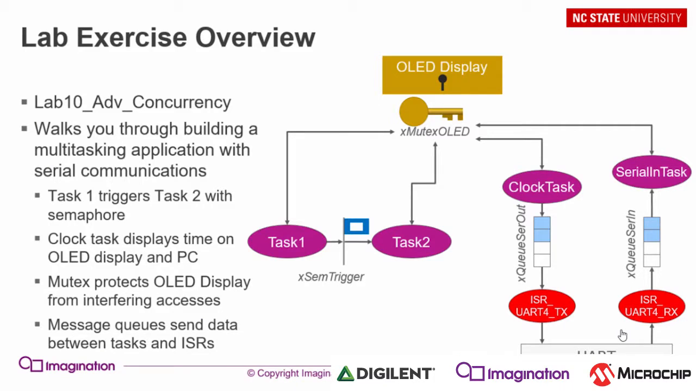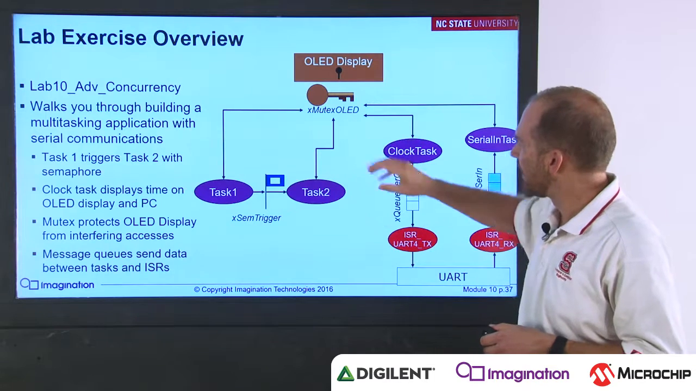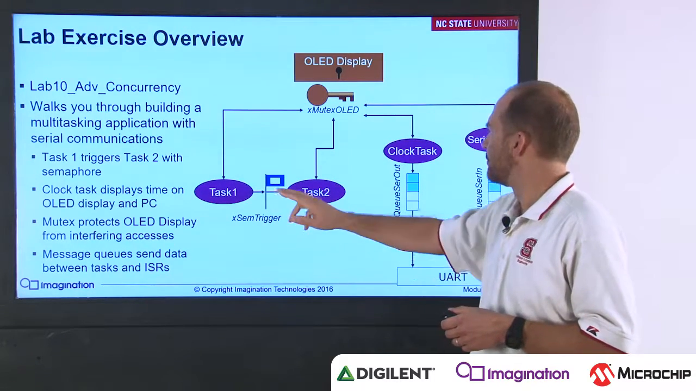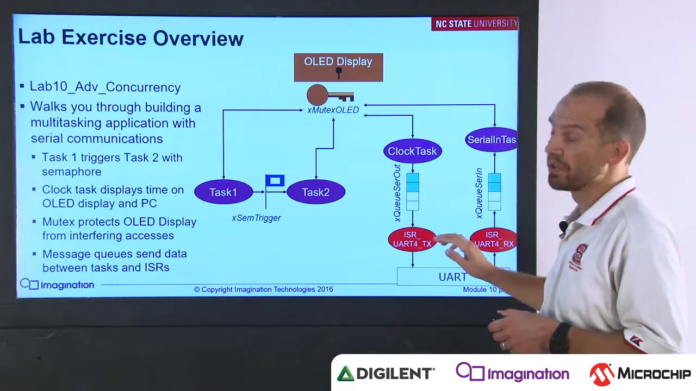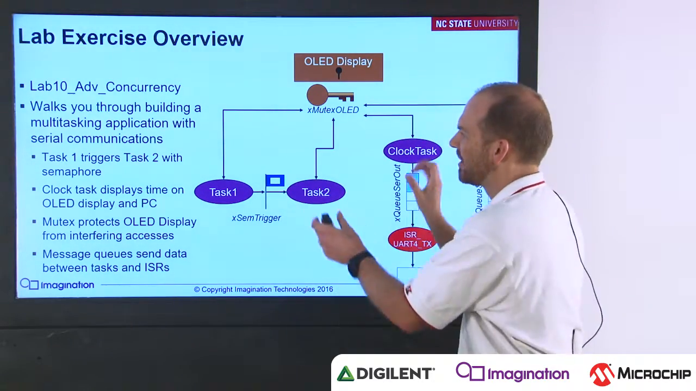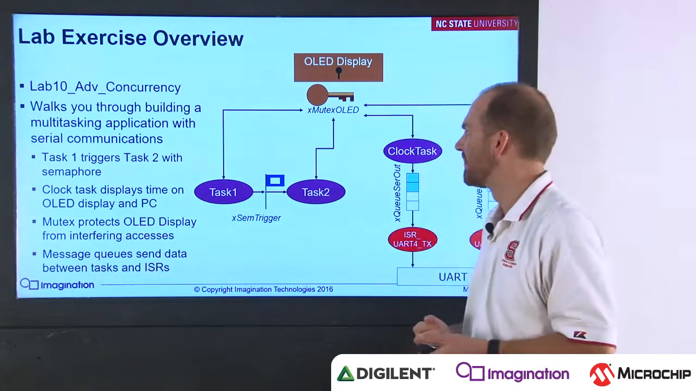The lab exercise for this module starts with the demonstration program that had the bad display, so the jittering display with multiple tasks trying to update the display and interfering, preempting each other. So in this lab, students are going to learn how to use semaphores, mutexes, and queues and interrupt service routines in order to tie together the separate tasks in the system.